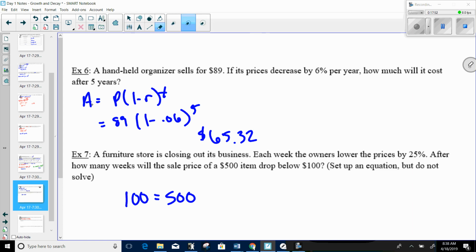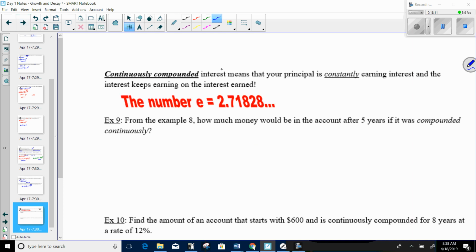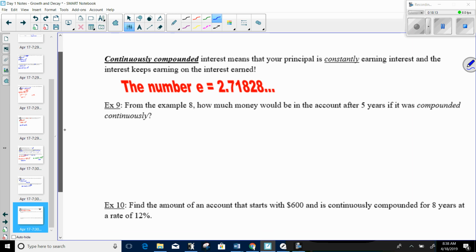So we use this formula up here. 100 is what we want to end at, 500 is what we start at, and it's going to be 1 minus 0.25 raised to the t. And again, we don't know how to solve for t yet. We will, but that's just set it up, but don't solve it, and then you're good to go. Okay, the last slide for this video.